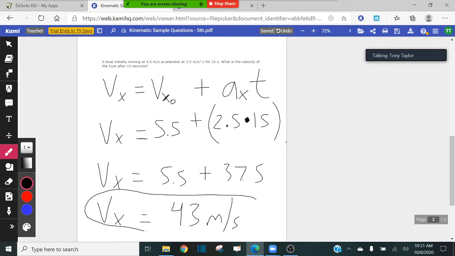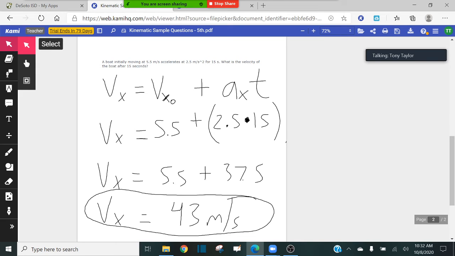So the speed of the boat, or in other words, the velocity of the boat after it has accelerated over 15 seconds, is this value right here. This is how fast the boat is moving after it has accelerated over a period of 15 seconds, and the rate of acceleration was 2.5 meters per second squared. Any questions? Y'all got that written down?